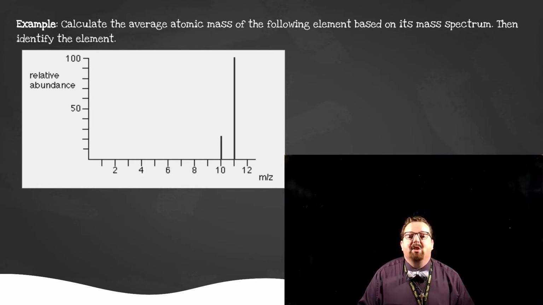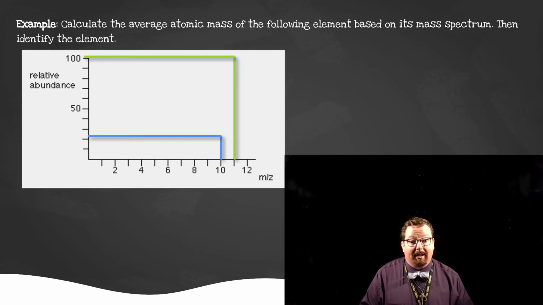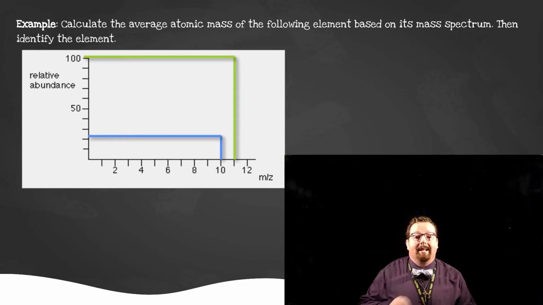The AP exam usually accounts for that and allows for a certain margin of error, so do your best to estimate on these. Now, this graph gives us the relative abundance of two different isotopes. These isotopes look to have a mass of about 10 and 11, but the relative abundances are around 25 and 100 respectively. This is a relative abundance, not a percent abundance. You'll have to determine the percent abundance on your own.